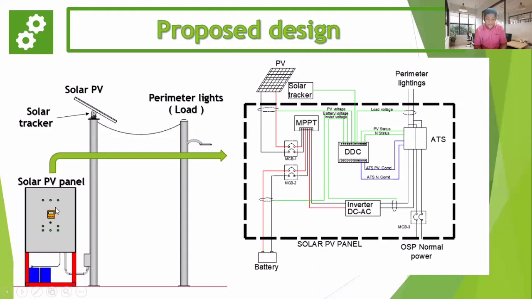Inside our solar PV panel, we have this circuit diagram. As I explained before, it's connected to our automatic transfer switch, and it's also monitored and controlled by our digital controller.